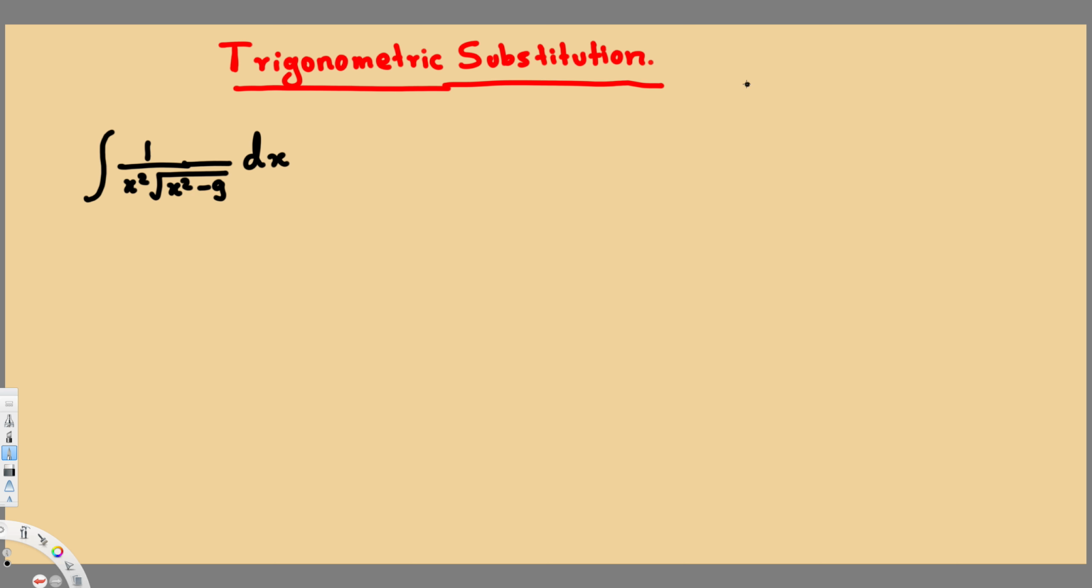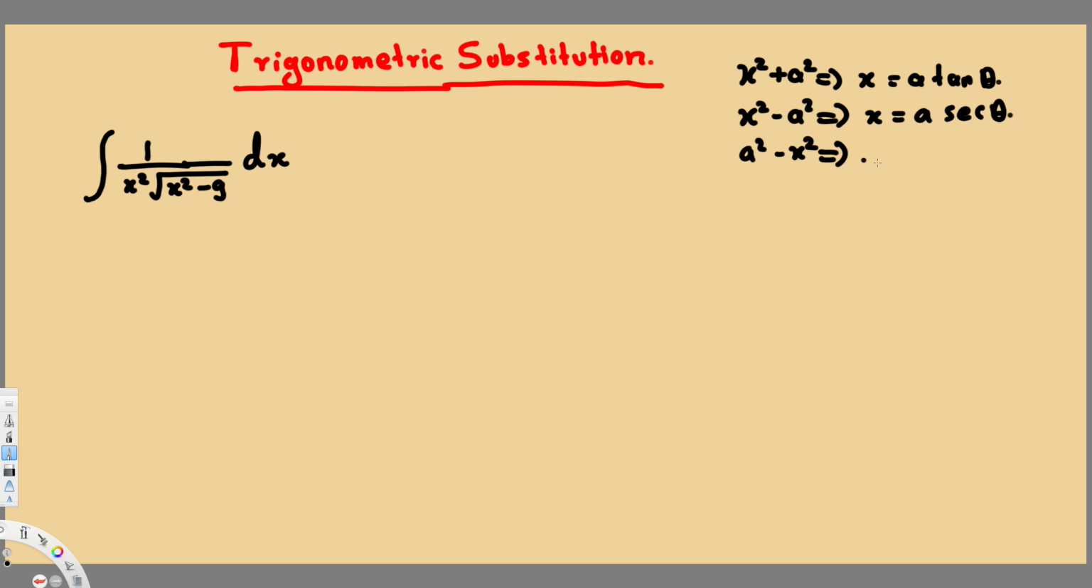Whenever we have x square plus a number square, we have to take our x value as a tan theta. And whenever we have x square minus a number square, we have to take x is equivalent to a sec theta. Now whenever we have a square minus x square, we have to take x is equivalent to a sin theta. Right? So these are the three things we have to know.